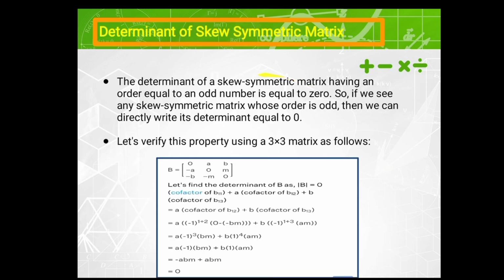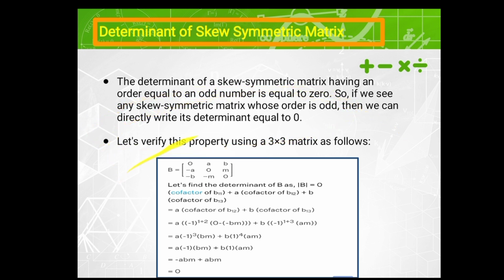Now let us see the determinant of a skew symmetric matrix. We are all aware of the determinant of a matrix, so I don't want to discuss that anymore. The determinant of a skew symmetric matrix whose order is an odd number is equal to 0. So if we see any skew symmetric matrix whose order is odd, then we can directly write its determinant is equal to 0.